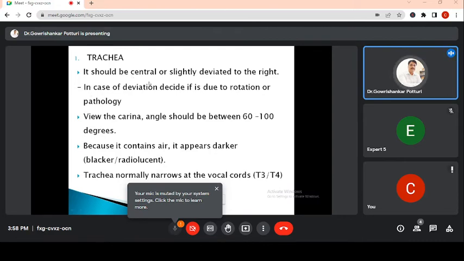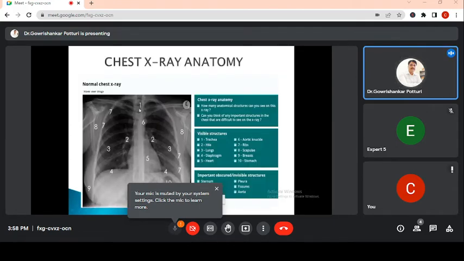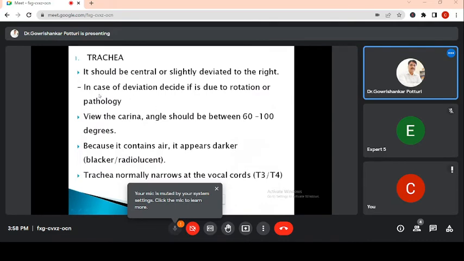Trachea: it should be central or slightly deviated to the right. When you observe the trachea, it should be central or slightly towards the right. See, this is the left side, so it should be slightly towards the right side. In case of deviation, decide if it is due to rotation or pathology.